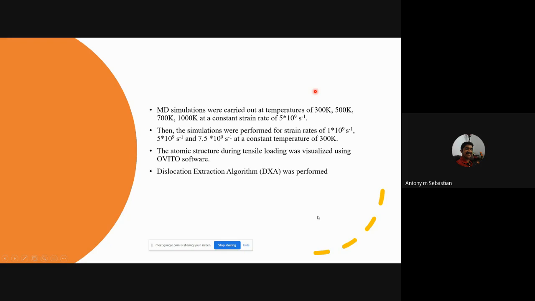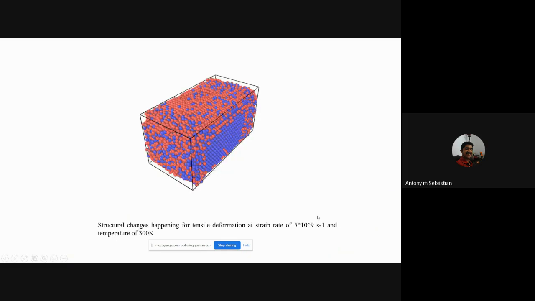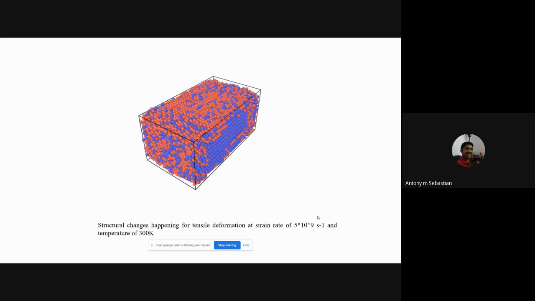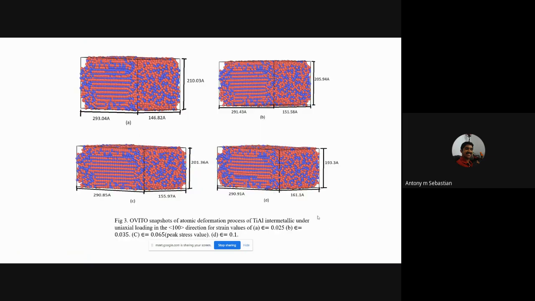And then this whole atomic structure was visualized, as I told before, using OVITO software. One of its functionalities is dislocation measurement, or dislocation progression, and that was also visualized using a dislocation extraction algorithm. So this is the animation of the simulation which I've done. This was for tensile deformation at a strain rate of 5×10⁹ per second and a temperature of 300 Kelvin.